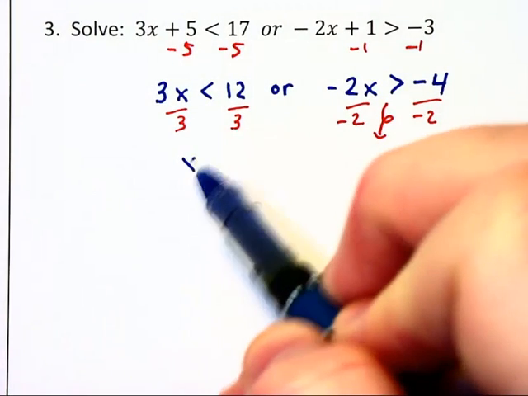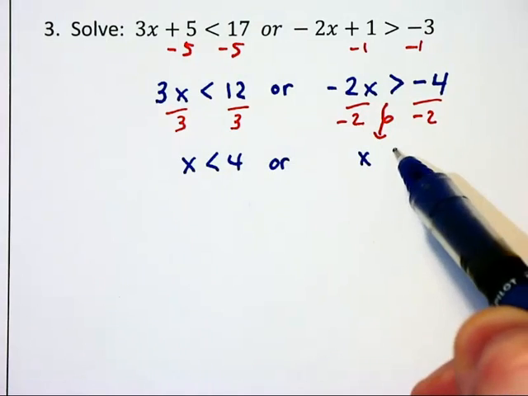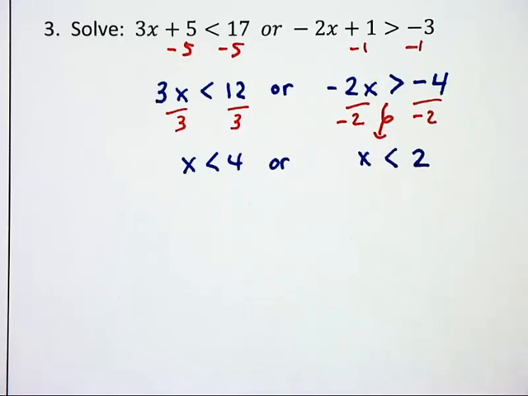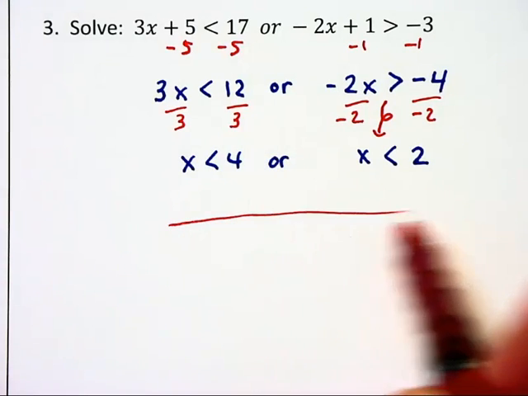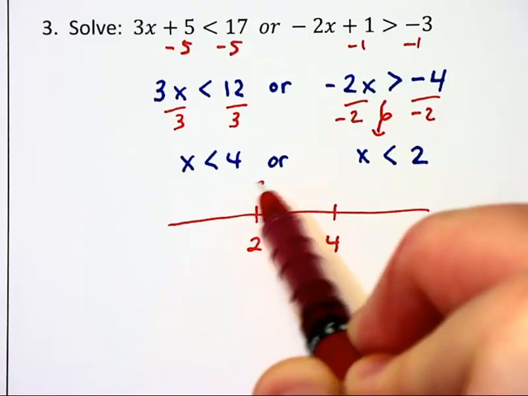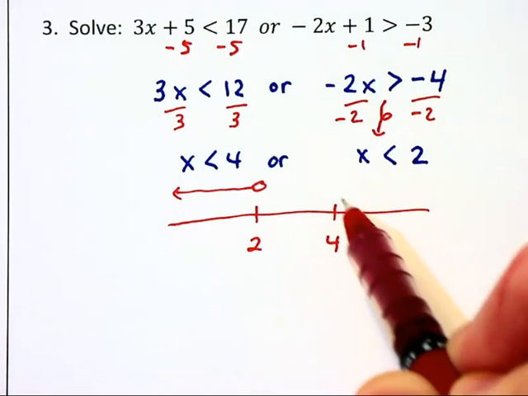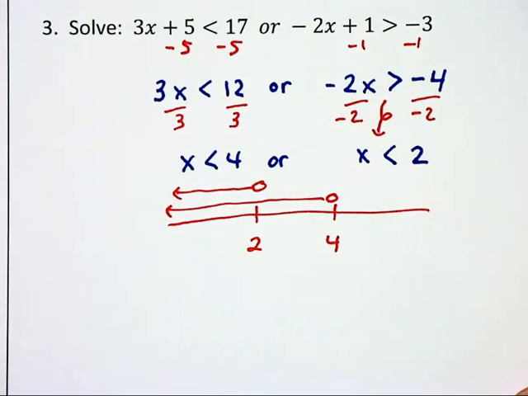We now have x is less than 4, or x is less than 2. Both of these have less thans. They're joined by the word "or," so we want to do a number line analysis here, and our two key numbers are 2 and 4, and both of them have a less than symbol, so both of them will be open circles with the graph shaded to the left.